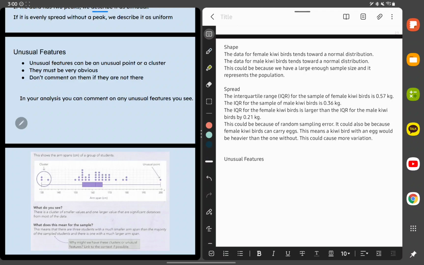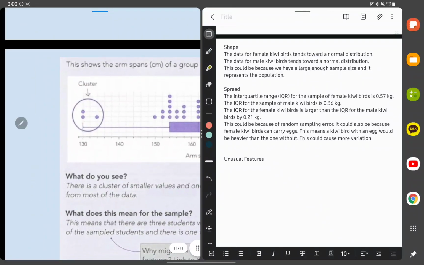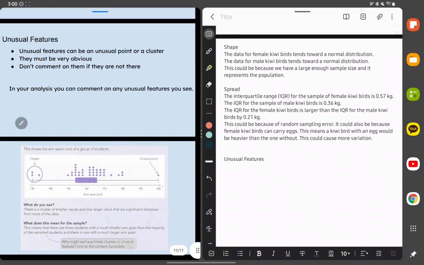But anyway, unusual features. It just means a point, like it could be a single point or it could be a bunch of points that's just kind of very far off, like very clearly off the norm, like it's just not in the group. So if it's more than one, we call it a cluster, right? If it's a bunch that's in a really odd place, that's called an unusual cluster. If it's just one, we say it's an unusual point.